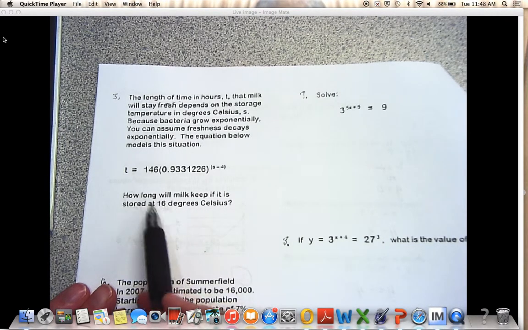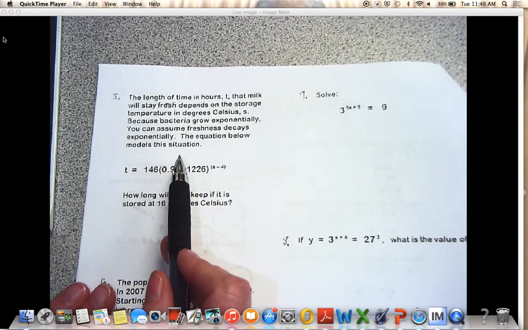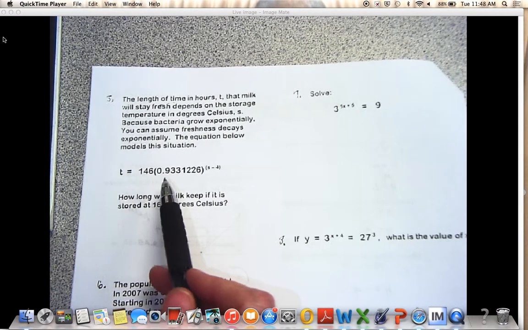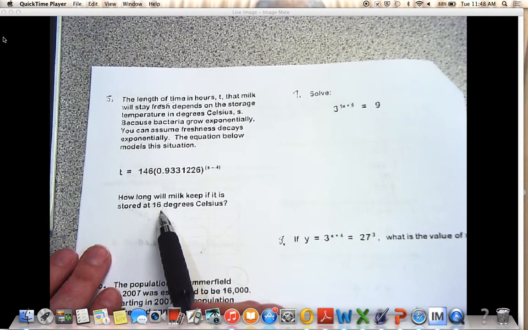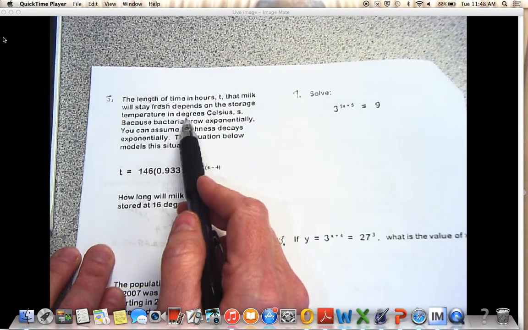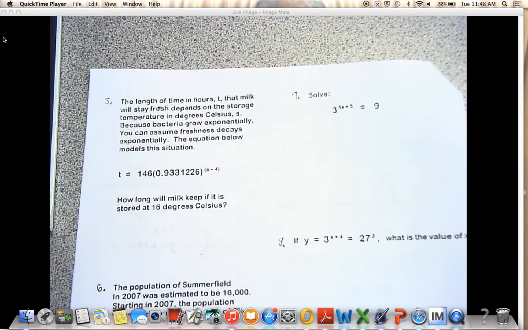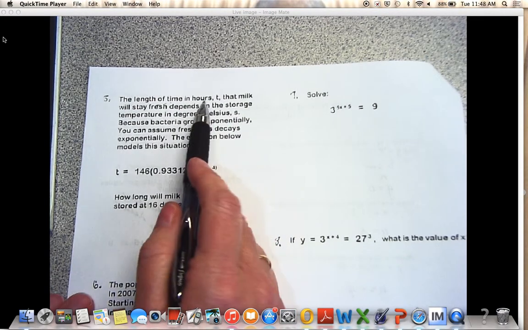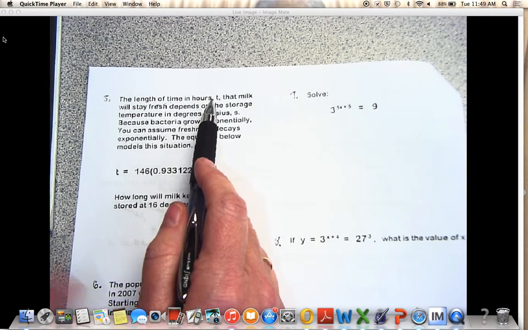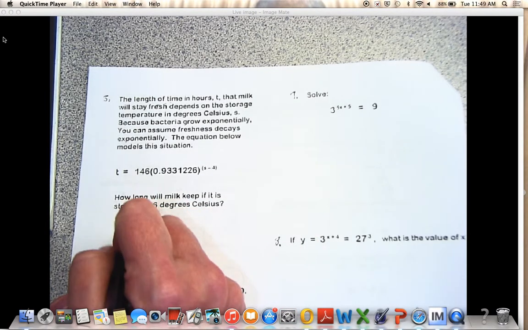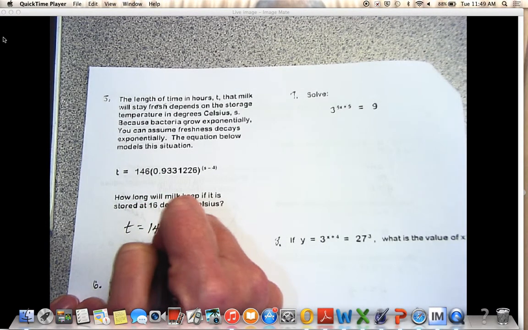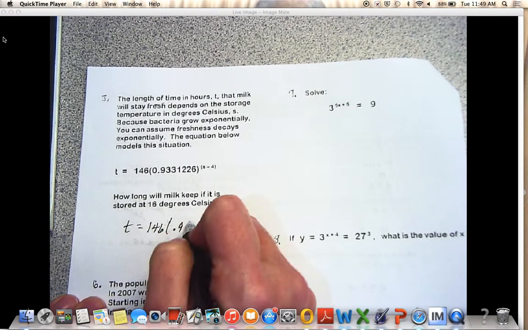You need to plug this 16 into the equation. What you got to be careful of is where you plug it. 16 is for the S because it says that S is degrees Celsius. Y'all kind of know that degrees Celsius is a temperature. You may think, oh, I'm going to plug it in for T for temperature. But remember the T was the time in hours. So that's what you have to be careful of. So all we're gonna do is plug it in up here for S.